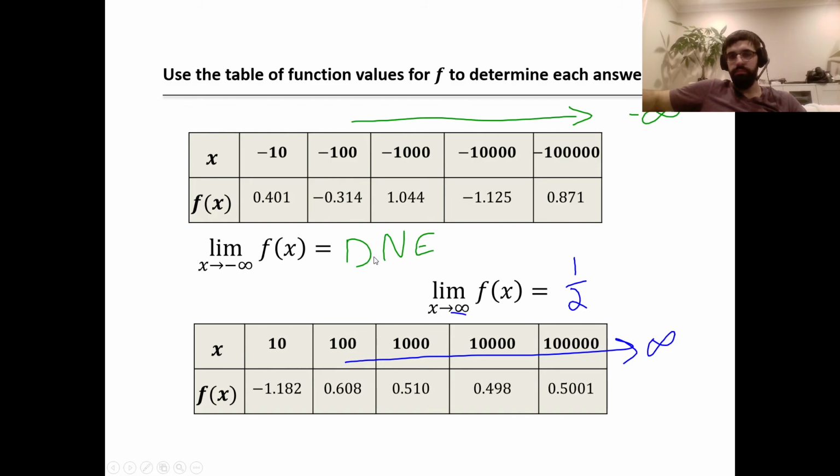So DNE. As we approach the limit as x approaches infinity on the positive side, we can just put really big positive numbers in here and bigger, and we can see that the outputs are reaching a limit. They're kind of flattening out at about 1/2 or 0.5. So we can say the limit as x approaches infinity of f of x equals 1/2 or 0.5.